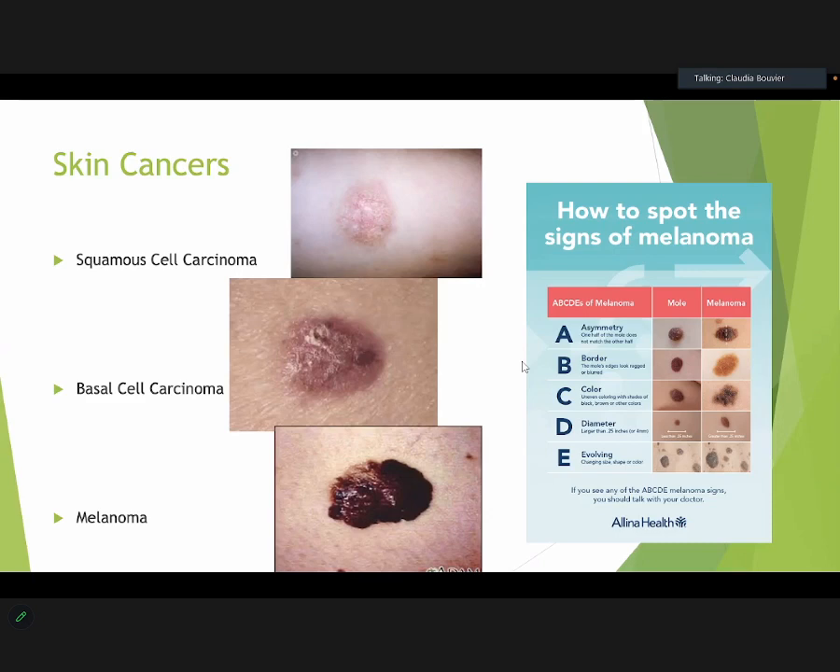if it's asymmetric, so if it's not a clear round. You can see that if there is an abnormal border, so if it's not clear, it kind of skews out into the outside of it. If there is uneven color throughout the lesion, if the diameter is larger than 0.25 inches or 4 millimeters, that's concerning. And then if it's changing, so if it's evolving. If any of those characteristics are true, then you should be highly suspicious.